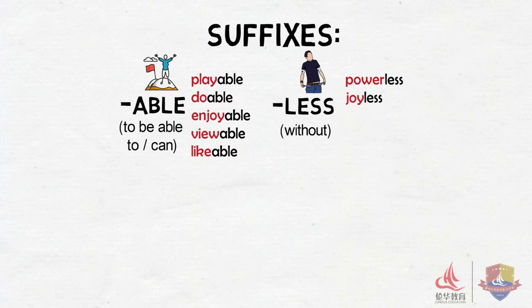Joyless is talking about something that does not make you happy. There is no joy. Fearless is when someone or something is not afraid of anything. They are without fear. Nameless is something with no name. And spotless means that there are no spots or dirty places somewhere. You should always leave your room and classroom spotless when you leave.